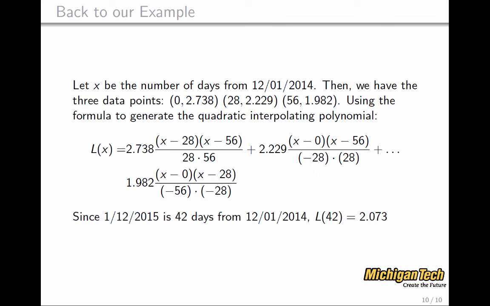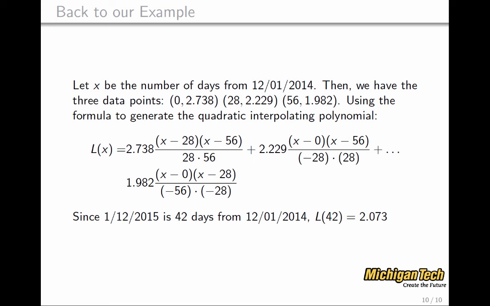So back to our example. Let x be the number of days from the 1st of December 2014. So really we have the 3 data points. x equals 0, which is the 1st of December, has a gasoline price of $2.74 per gallon. On the 29th of December, this is represented by x equals 28, and there's a gasoline price of approximately $2.23 per gallon. And then on the 26th of January, this is x equals 56, and that was $1.98 per gallon.